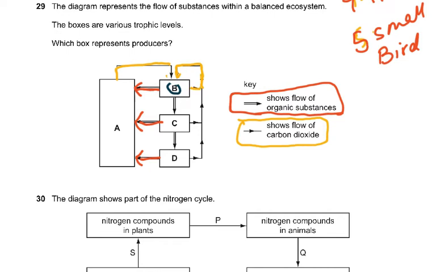So the plant is respiring, producing carbon dioxide, and then the carbon dioxide is being used by the plant. So B had to be a producer. So you have to look at the different arrows: flow of carbon dioxide, flow of organic substances. So this is what we had to understand in this question. Which box represents producers? You would have figured that out from the carbon dioxide story.